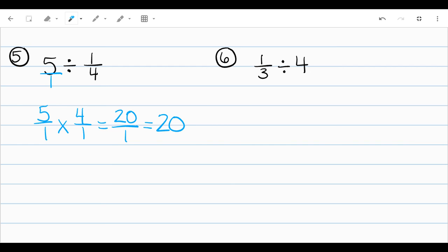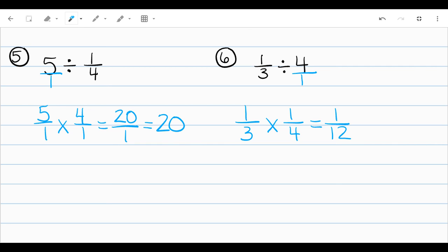We're going to look at 1/3 divided by 4. Remember, I always said we would make everything fractions first. So our 4 needs to become 4 over 1 to be a fraction. Now we can do our keep, change, flip. So we keep 1/3. We change division to multiplication, and then we flip our 4 over 1 to become 1 over 4. Now we multiply straight across. 1 times 1 is 1. 3 times 4 is 12. And our answer is 1/12.